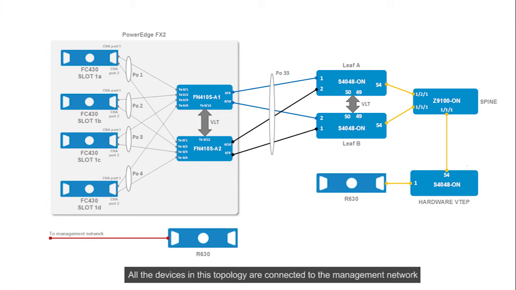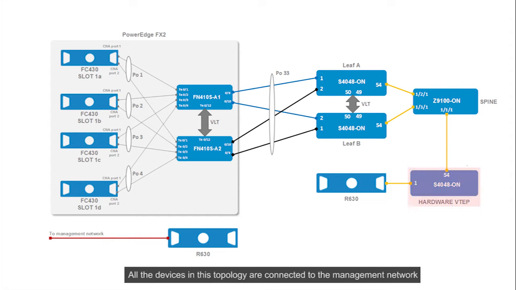The FX2 chassis contains 4 FC430 servers. There are 2 FN410S modules in slots A1 and A2. These two modules are in full switch mode and are in VLT. There is a port channel running from each FN410S module to S4048-ON VLT pair. The S4048-ON on top is a primary VLT. The S4048-ON on bottom performs the role of a secondary VLT. There are connections running up to Z9100-ON from the VLT pair.